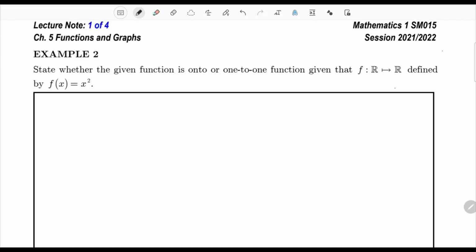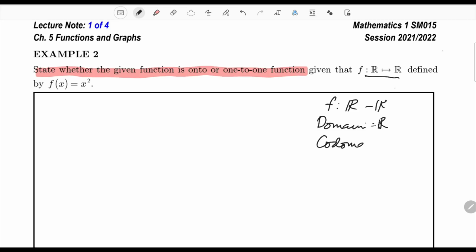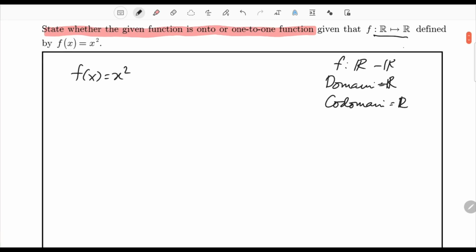Example 2. State whether the given function is onto or one-to-one function. Given that function f from real to real is defined by f(x) equals x squared. So we have f from real to real, meaning the domain is real numbers and the codomain is also real numbers. We have the function f(x) equals x squared. Let's choose values of x from real numbers, it can be any values.